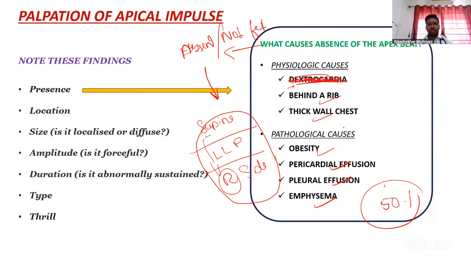So you should know when to call an apical impulse not palpable or not felt, and you should also know what can be the cause for this. By the time you say the apical impulse is not palpable, the next question the examiner is going to ask you is what are the causes? And when the examiner asks for causes, you should always answer in a proper manner. So there are physiological causes and there are pathological causes.